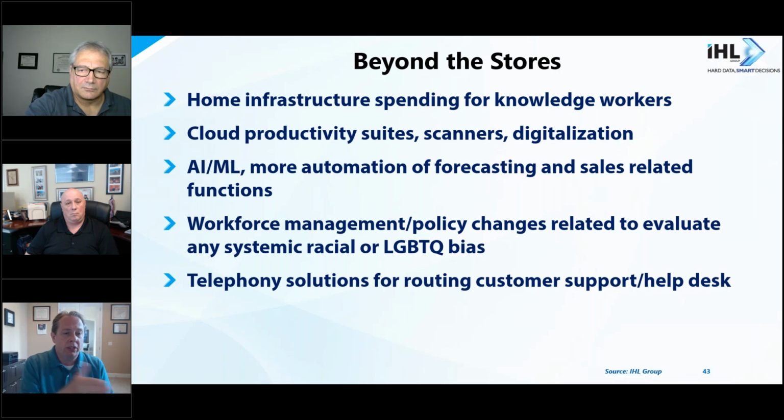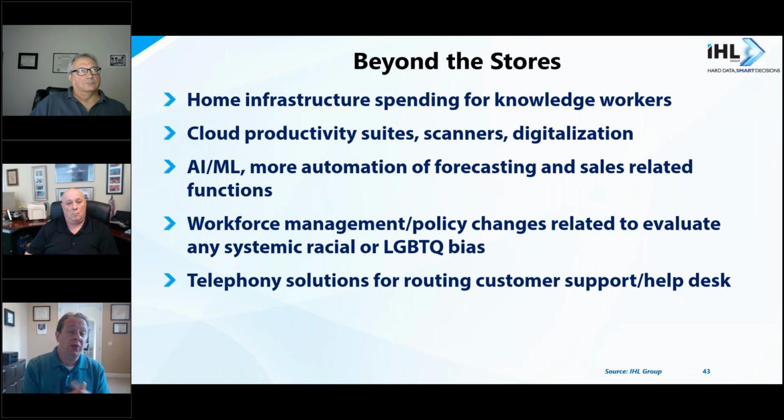Workforce management, we had mentioned workforce management being some of the challenges and pressures that are being thrust upon workforce management now. And this really extends into policy changes as companies are now beginning to evaluate, hey, do we have systematic racism or LGBTQ bias in our policies and procedures and how we treat people and our hiring practices? So they're really having to reevaluate those now to say, hey, what can we do better?